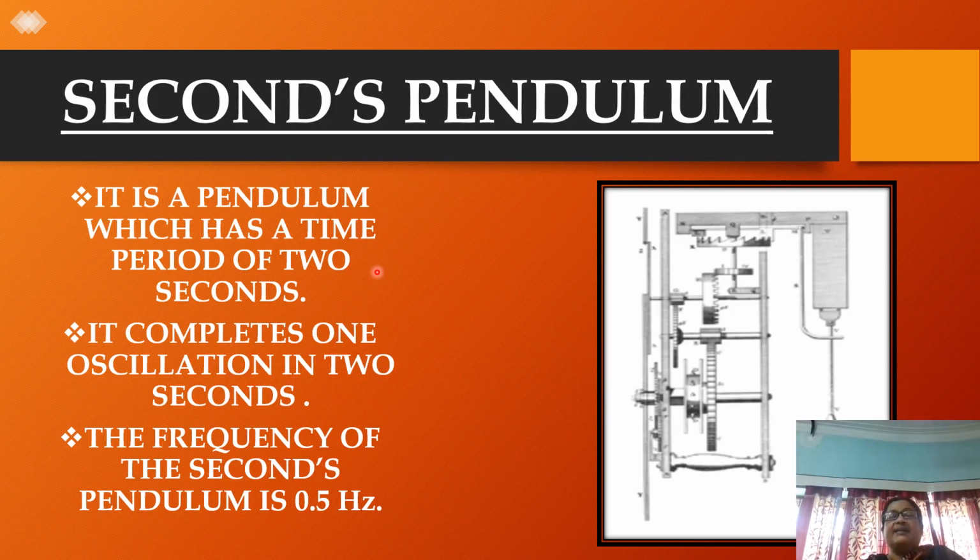A time period of 2 seconds means, if you remember from the last class, the definition of time period: the amount of time taken by the pendulum to complete one oscillation is said to be the time period of the pendulum. That is why, if you say that the time period is 2 seconds, it means that in 2 seconds one oscillation gets completed.